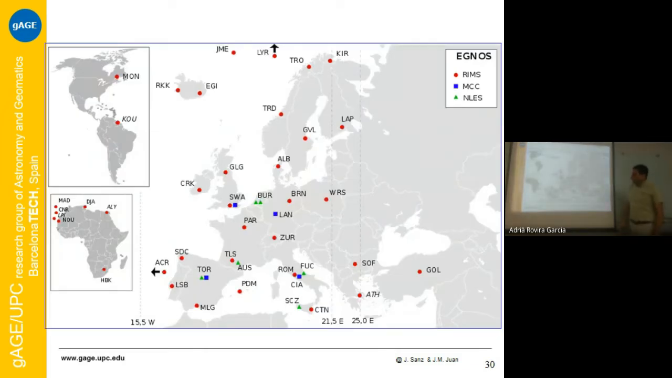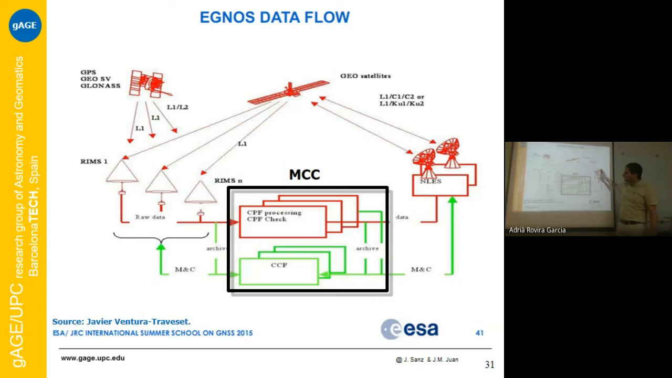These are the RIMS, a map of the RIMS, although we had the most updated information in the previous talk, with some of the locations where we have these RIMS. And this is again the data flow. And you can see the different components.